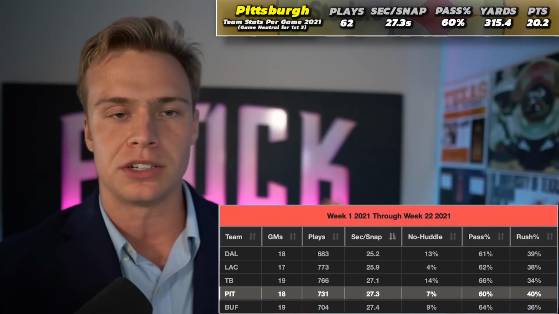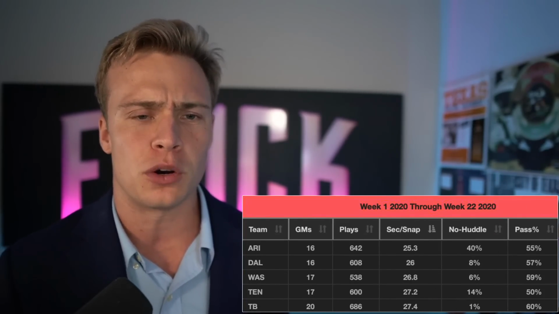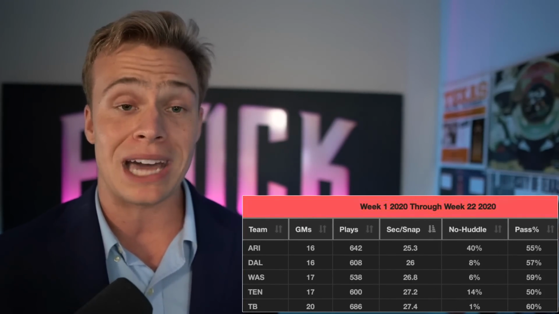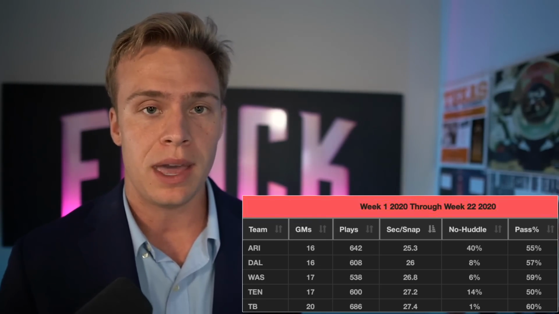I don't need to talk about the Bills. You know that the Bills are great, but let's go to 2020 and let's specifically focus in on teams that had bad quarterback play overall, because we can go back and look at that Pittsburgh Steelers team as the perfect example.